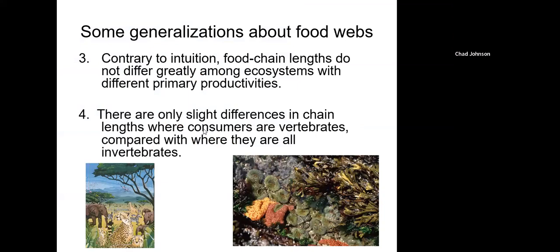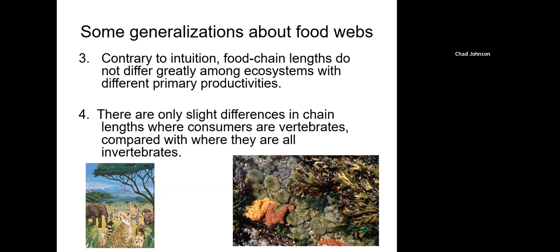Third and fourth generalization about food webs. Contrary to intuition, food chain links do not differ greatly among ecosystems with different primary productivities. Okay, so first of all, food chain links, what does that mean? That means how many links are there? And everything we've looked at so far was producer, herbivore, predator of herbivore, and maybe predator of the herbivore. 4 levels.